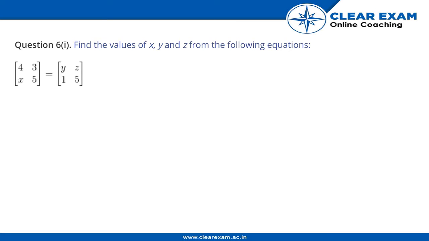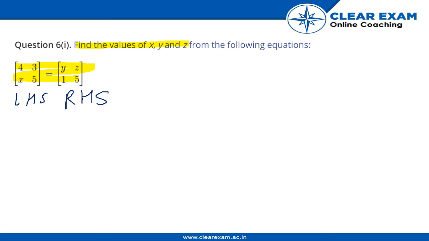Okay, so we are given that we have to find the value of x, y and z from the following equations, and the equations are in the form of two matrices, where we have a matrix on the LHS and on the right hand side we have another matrix. So we need to use a property to solve this type of questions.